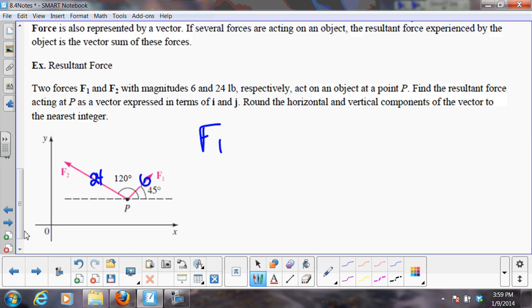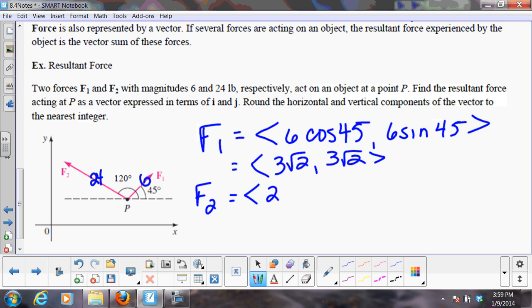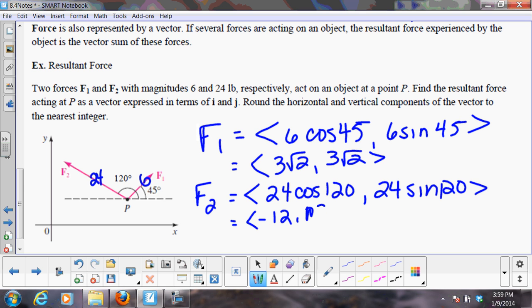So for F1, we get 6 cosine 45, 6 sine 45, which this is 3 radical 2 and 3 radical 2. Then for force 2, it's 24 cosine 120, 24 sine 120, which this is negative 12, and then 12 square root 3.